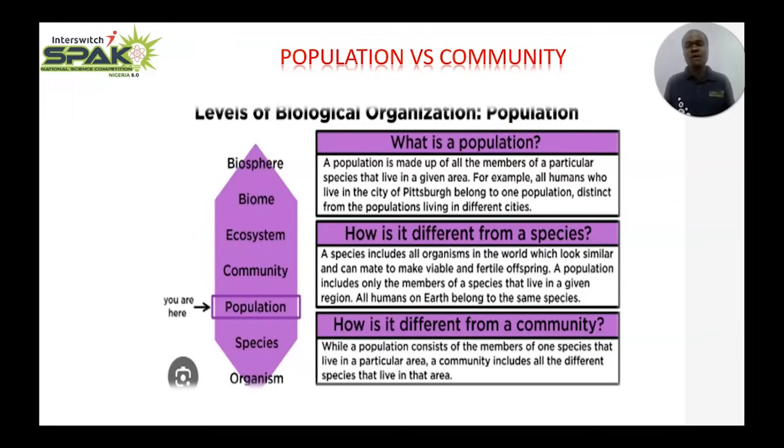A population consists of members of one species that live in a particular area, but a community includes all the different species that live in that area. So you can talk about the Graceland International School community, where we have human beings, all students, staff, we have insects that disturb us, we have plants that are around here, the grasses, the flowers that we use to decorate the school.